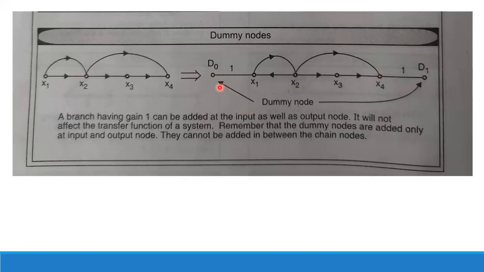Okay, so here at the input node we add a dummy, at the output we add another dummy. So these two nodes are dummy nodes. They cannot be added in between the chain. Remember that also. So these are your dummy nodes.